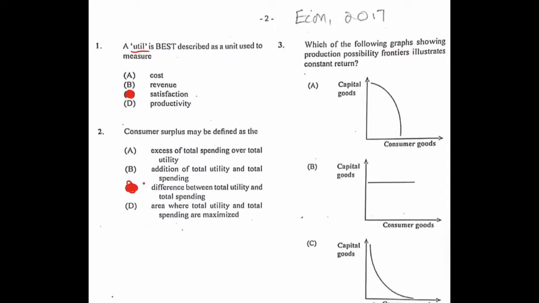Okay, which of the following graphs show constant return? So constant return, we're looking for a graph that looks like this. So the answer would be D.